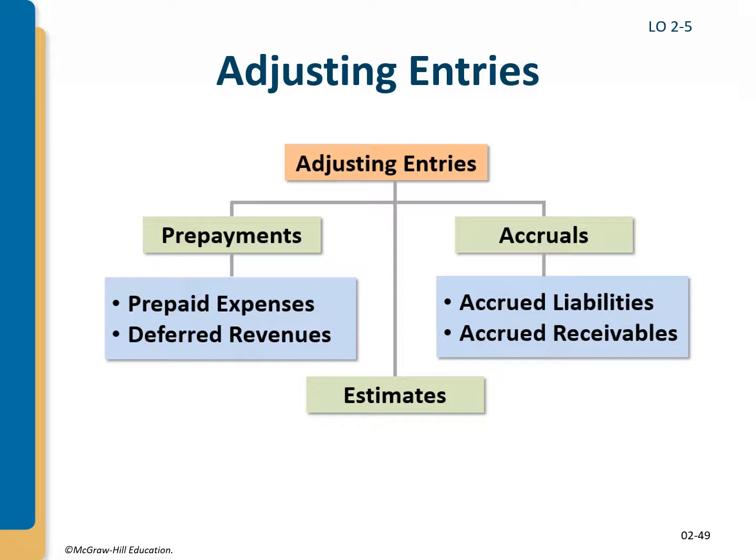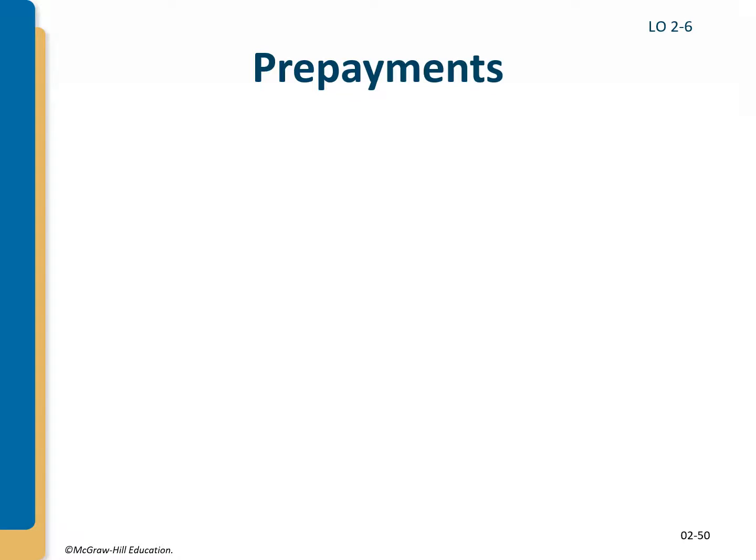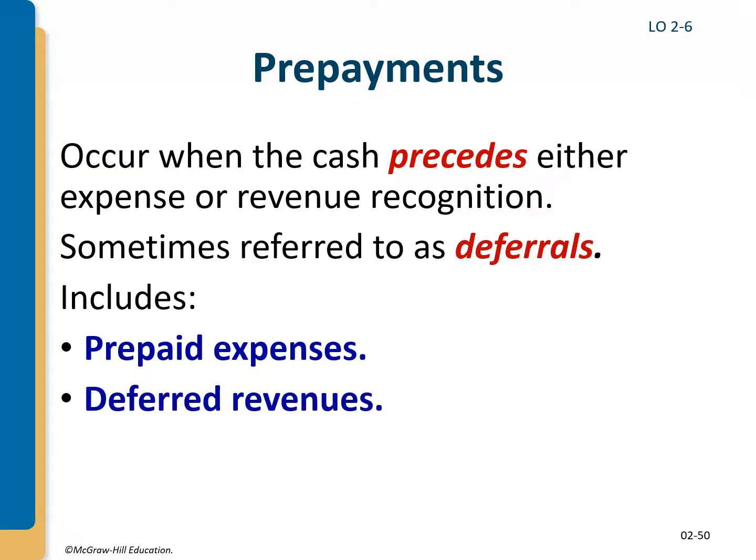And then finally, there are certain items that we estimate that have to be done at some point during the year, and we usually wait until we're doing adjusting entries to complete any estimates. Some examples are calculating depreciation, estimating bad debt expense, and estimating warranty expense. So let's look at prepayments first.